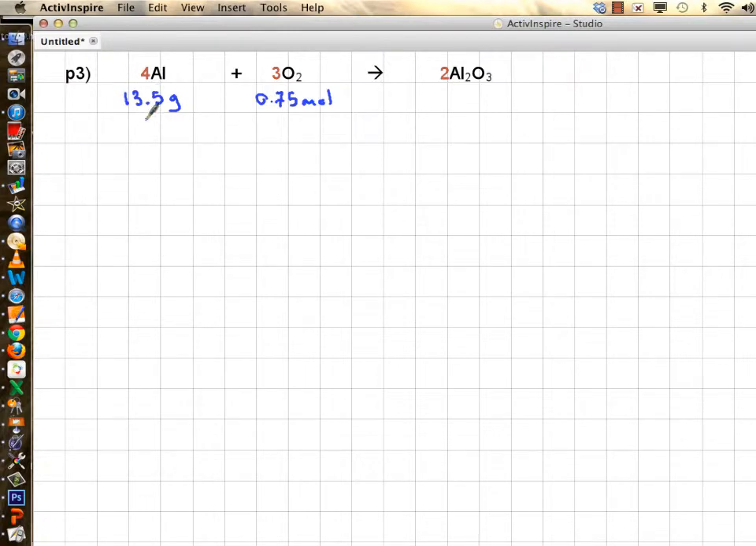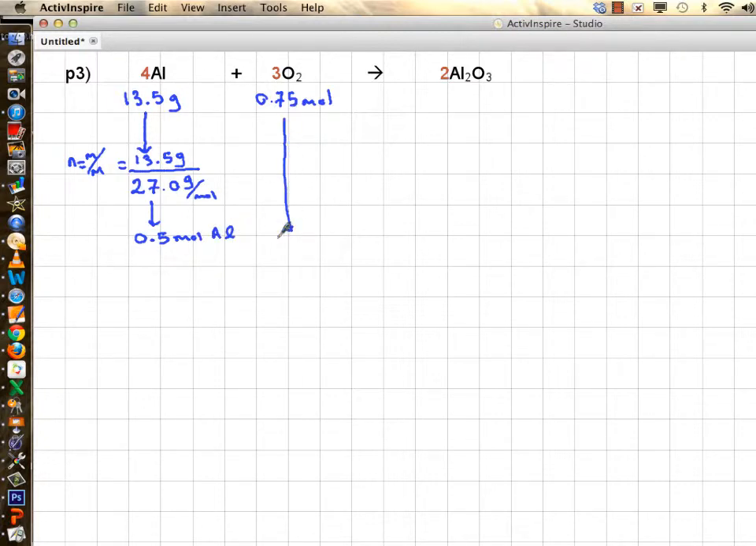I go after aluminum. I'm going to find its moles. Moles is mass divided by molar mass. In this case, 13.5 grams. Atomic mass or molar mass of aluminum is give and take 27 grams per mole. When you do this, you will get 0.5 moles of aluminum. For oxygen, I just bring it down so I know what I have, so I don't get confused. 0.75 moles of oxygen. In order to decide which one is limiting reactant, since now we have them both in moles, let's divide by their respective coefficient.